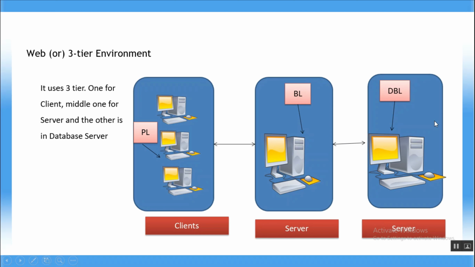Coming to web or three-tier environment. This environment contains three tiers. One is for clients, the middle one is for the application server, and the other tier is for database servers. Presentation logic will be present in clients, business logic will be present in the application server, and database logic will be present in database servers. If the application needs to be used all over the world by a limited number of users, then this is the best suggested environment.